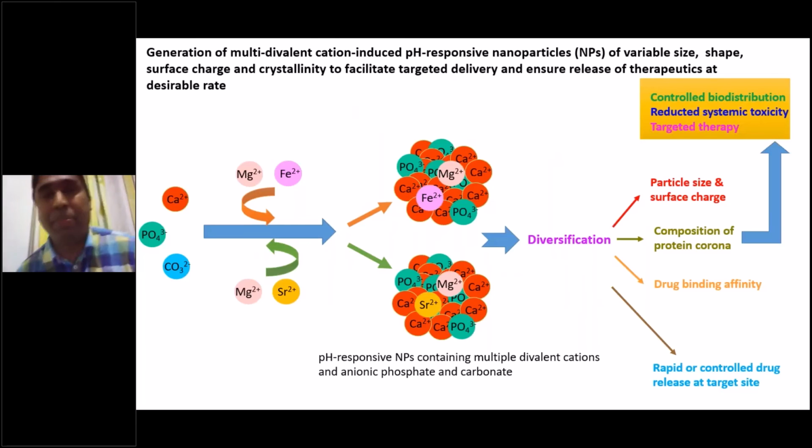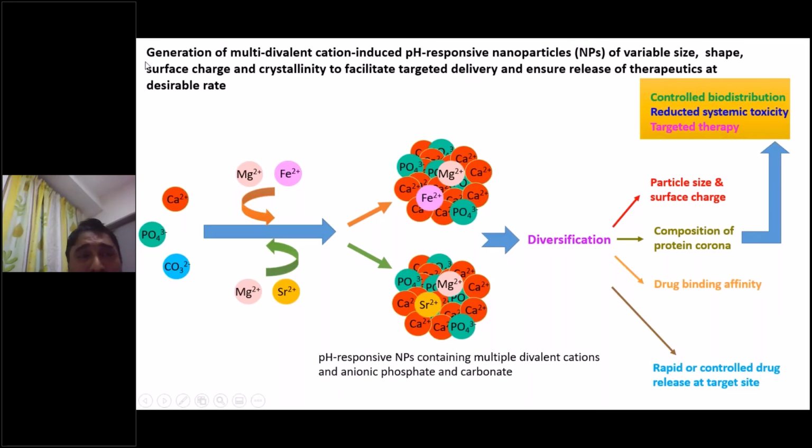So this slide is showing just one example of our particle systems. It shows that the particle basically consists of 3 salts, three ions: calcium, phosphate, and carbonate. Carbonate is present in soda, in bicarbonate drinks. That is the essential component for these particles.